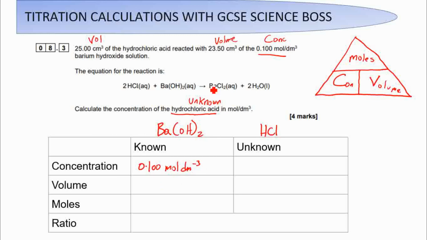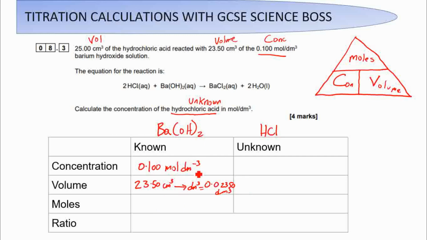What's the volume? That volume is given there, 23.50 cm³. However, we need to convert that to dm³, and we do that by dividing by 1,000. So when you divide that by 1,000, that's going to be 0.02350. Just remember that is dm³.